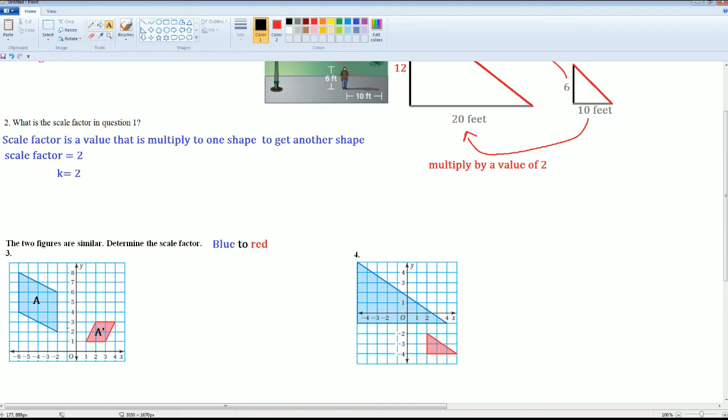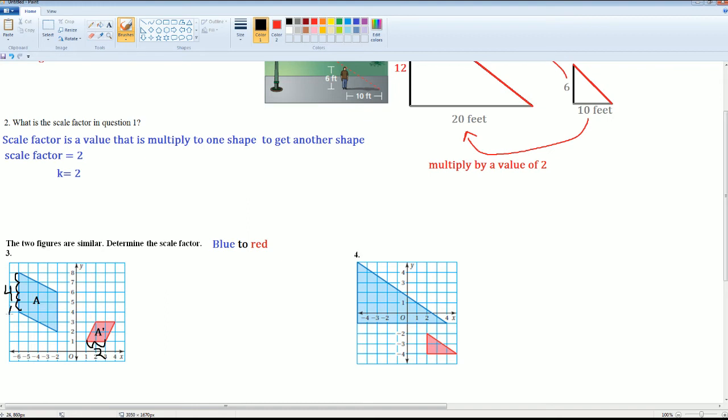So how do you go from A to A prime? Just count some values. Let's look at the sideways. Count. 1, 2, 3, 4. Looks like the length here is 4. What about the length here? 1 and 2. That looks like it is 2.